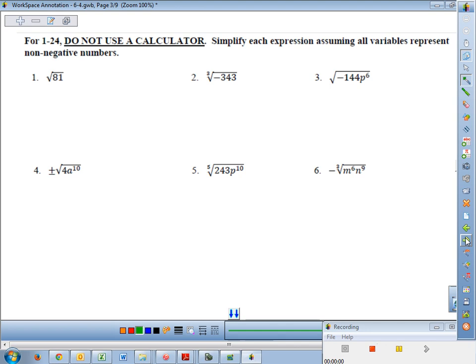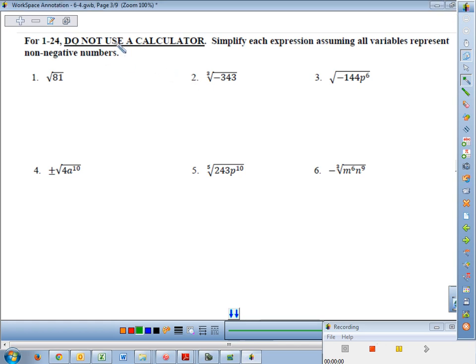You should know, though, that an even root, be it a square root or a fourth root or a sixth root, if we're in the real number system, you can only have a positive radicand. So which kind of root do they want in number 1, baby? Square root, correct? Notice the instructions.